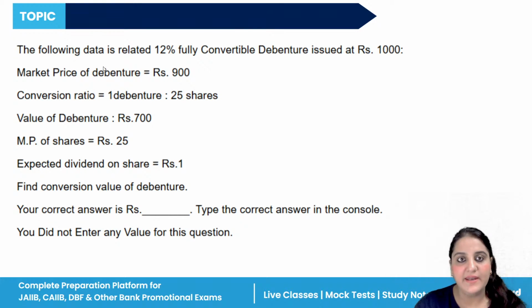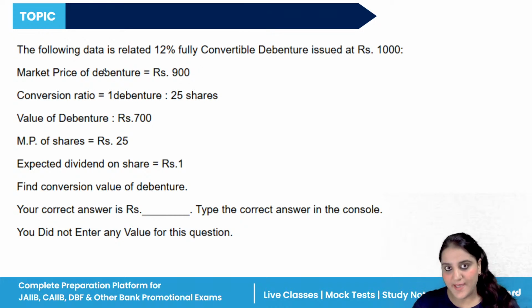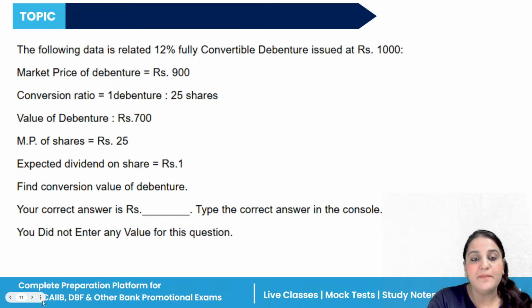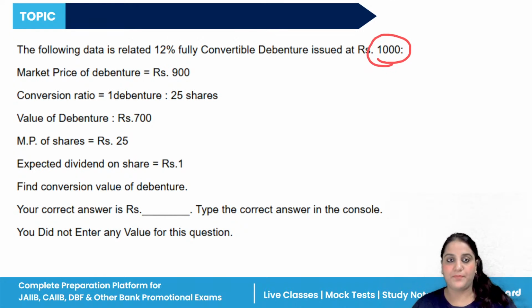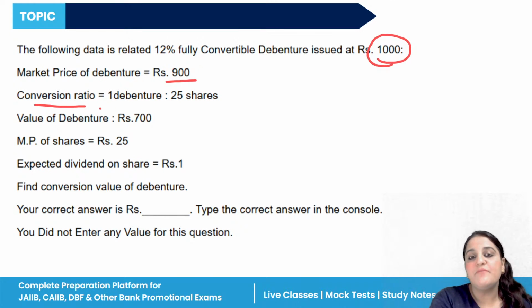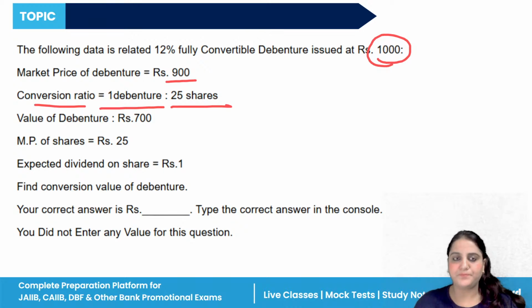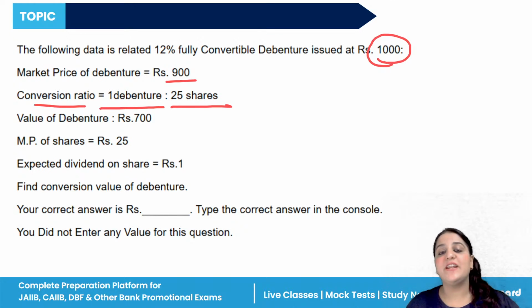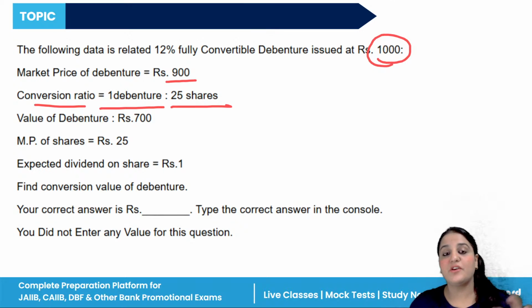So the question is there in front of your screen. The question says there is the following data related to 12% convertible debentures issued at rupees 1000. The market price of the debenture is 900. Conversion ratio: one debenture is to 25 shares. Value of debenture is only 700 rupees. Market price of shares is rupees 25. Expected dividend on share is rupees 1. So we have to find the conversion value of the debenture.